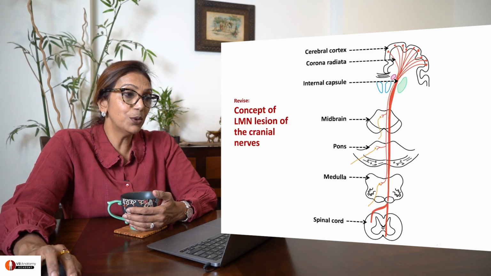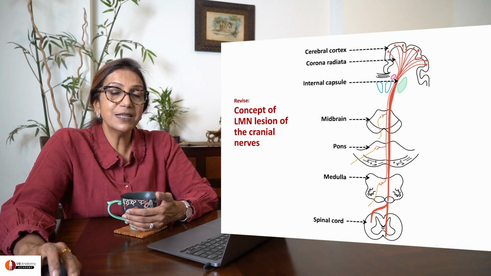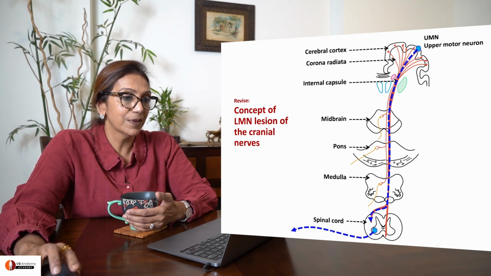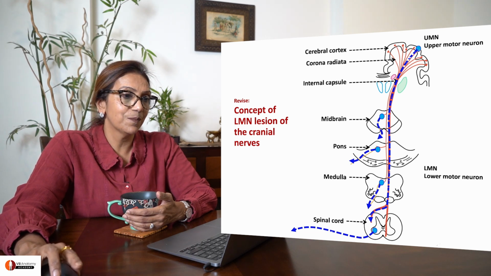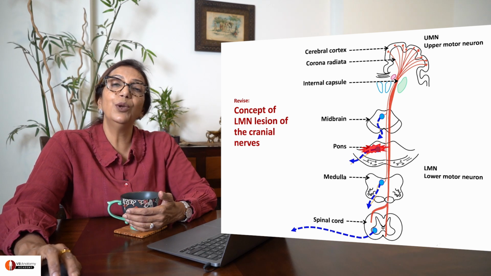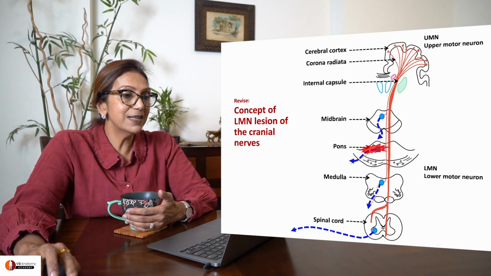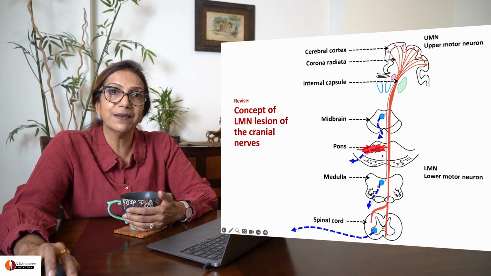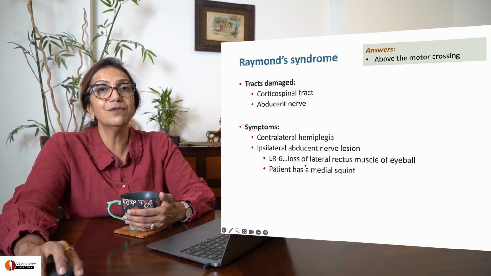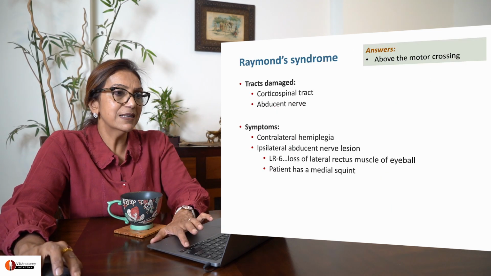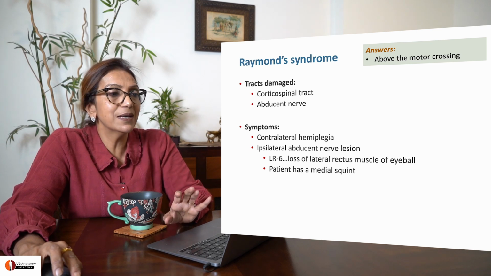Now let's talk about the lower motor neuron lesion. So what is affected? This is your upper motor neuron. These are your lower motor neurons. Now the lesion is here. The lower motor neuron lesion, this is your 6th cranial nerve affected. Therefore, the lesion is a lower motor neuron lesion for the abducent nerve. This is your answer to what we have been discussing.